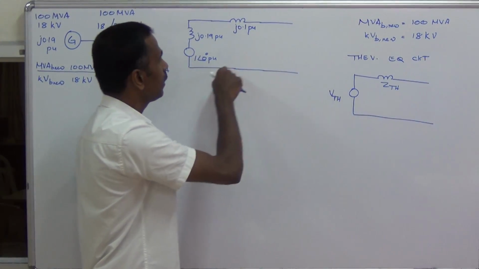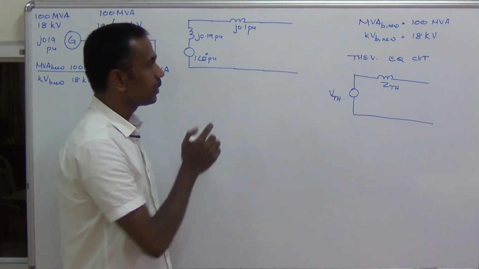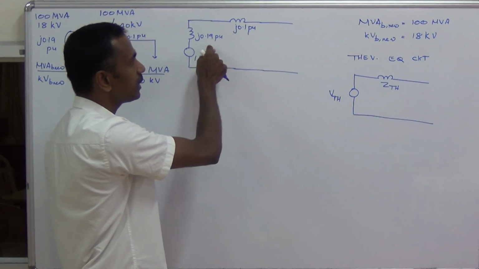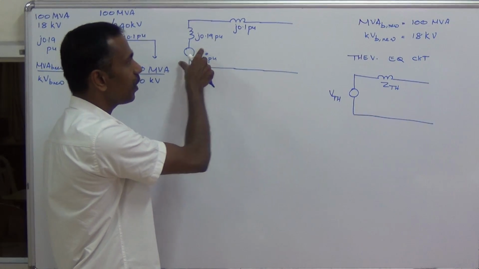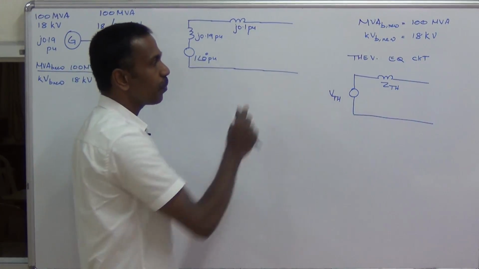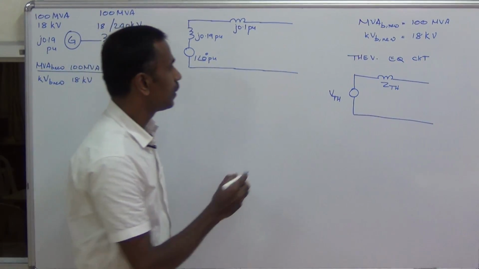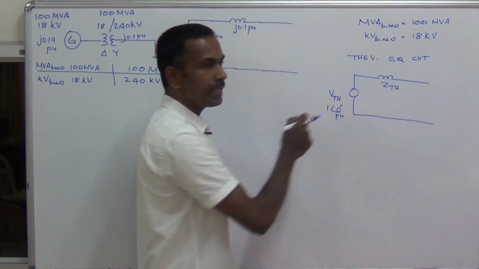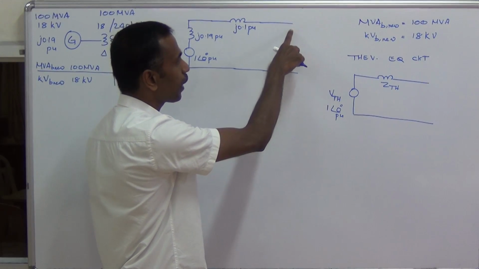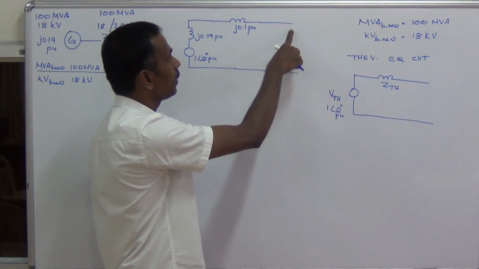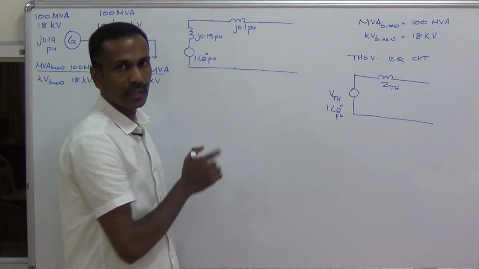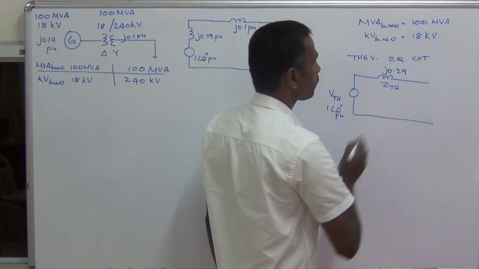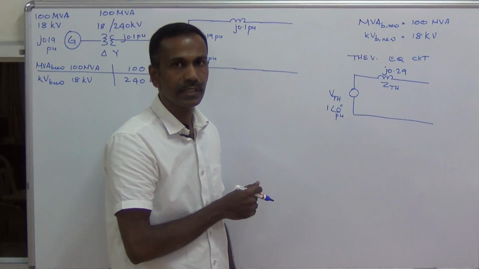This is the voltage available at the fault point before the occurrence of the fault. Before the fault, it was at no load condition, so no current was flowing through the circuit. So there is no voltage drop across these reactances, and this voltage will be available at the fault point before the occurrence of the fault. So this is 1 angle 0 per unit. ZTH is the per unit reactance at the fault point. It is J0.19 plus J0.1, which is J0.29. Now we have the Thevenin's equivalent circuit.